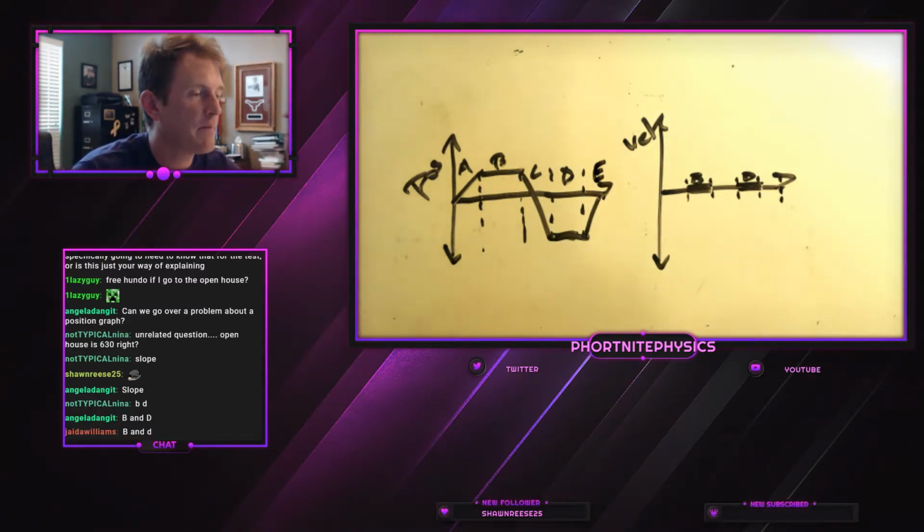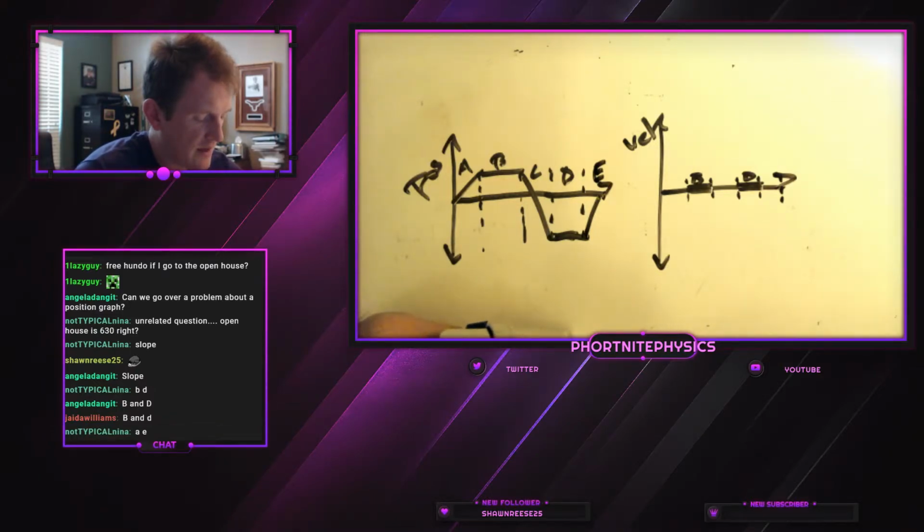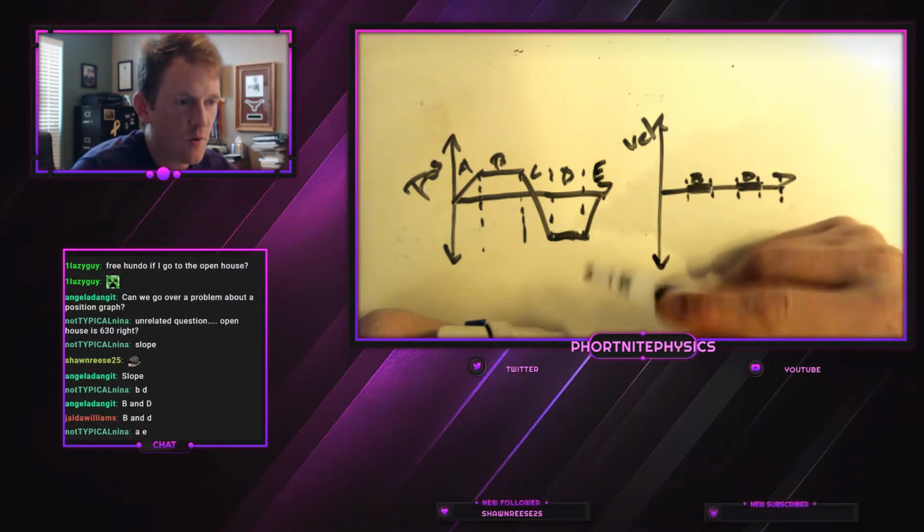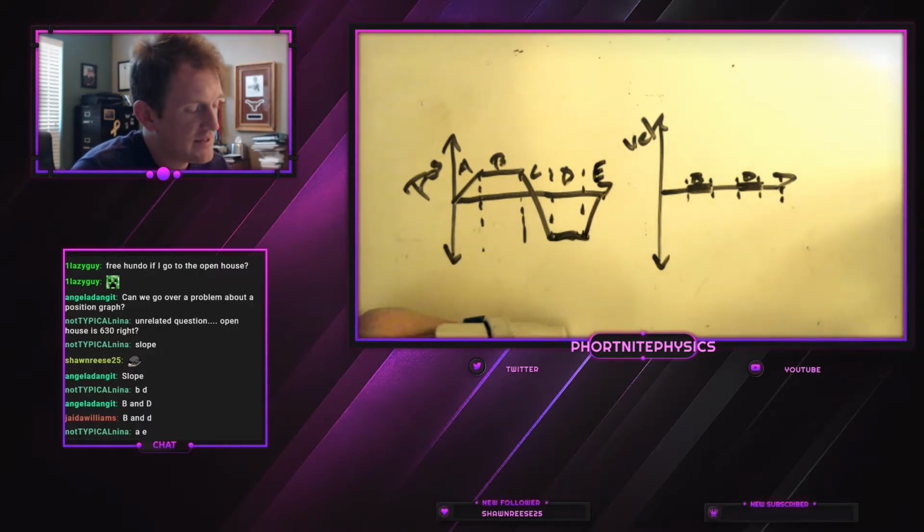Where do we have a positive velocity? We have two places with positive velocity. Who's got them for me? A and E, right? Now, we have A and E and both are positive, and I kind of intended for this one to look steeper. So that means its slope is bigger.